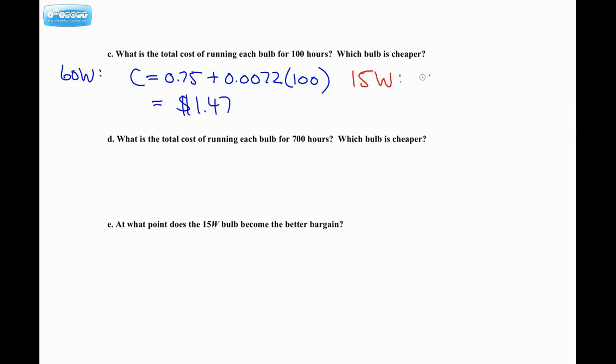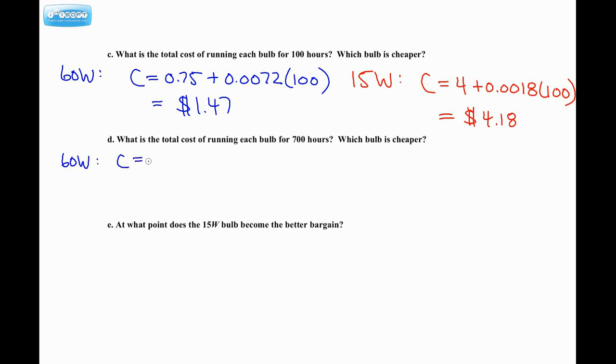Now let's determine the cost of the 15 watt bulb. That's pretty easy. We're just going to use the other equation. That cost was $4 plus its hourly rate times 100. If you use a calculator, you will get a cost of $4.18. So if you operate each bulb for 100 hours, you can see that the 15 watt bulb, though it consumes less energy, is still going to cost more in the end, mainly because it costs so much more just to buy it. What is the total cost of running each bulb for 700 hours? Which bulb is cheaper? So we get to do the exact same thing again.